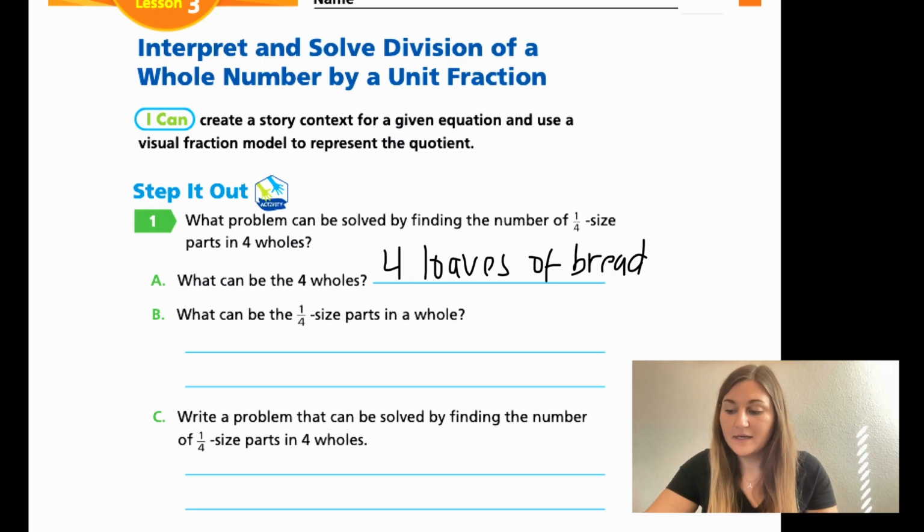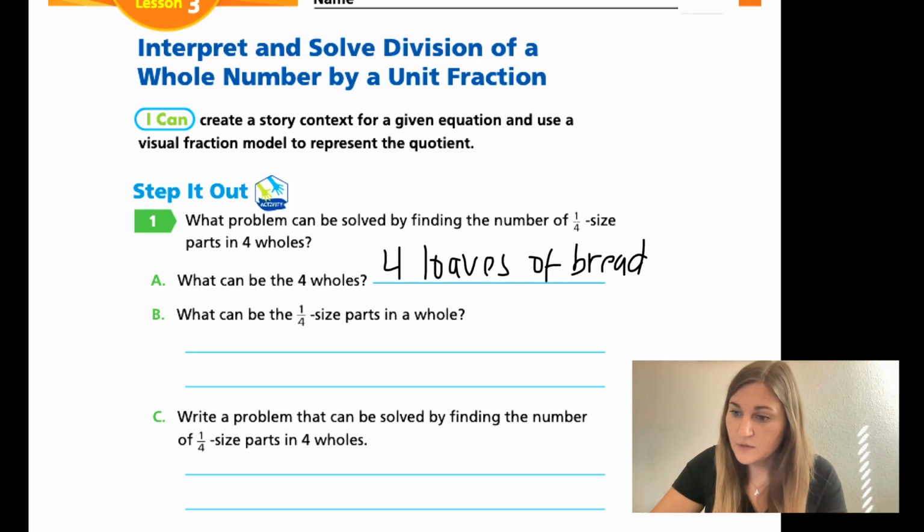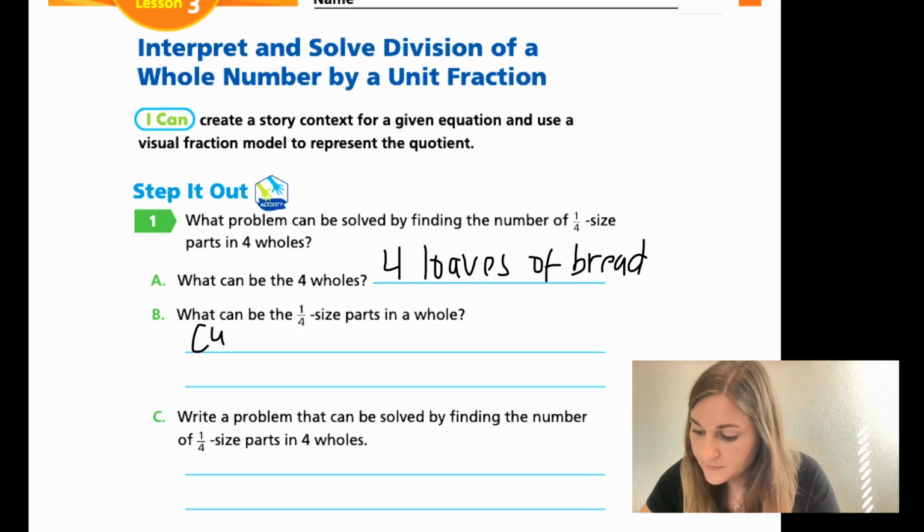All right, and then what can be the 1/4 size parts in the whole? I was just thinking make it simple, right? If I have 4 loaves, I'm just going to cut it into 4 pieces, right? So in 1 loaf, I'm going to have 4 smaller sections per loaf. So this would be cut pieces of each loaf.